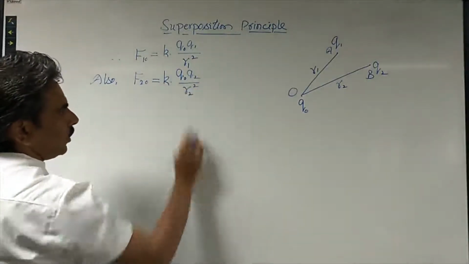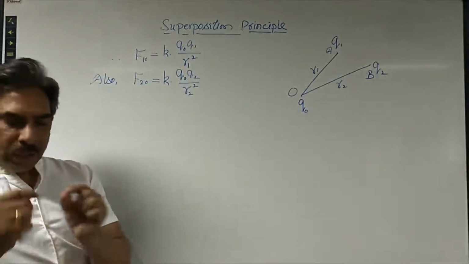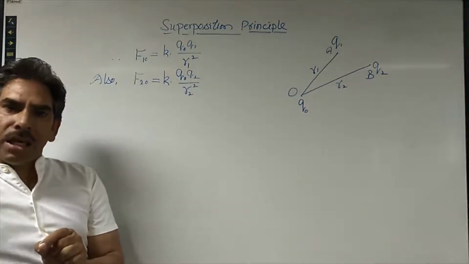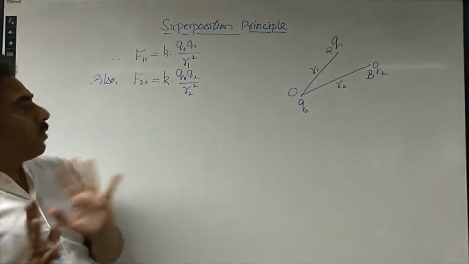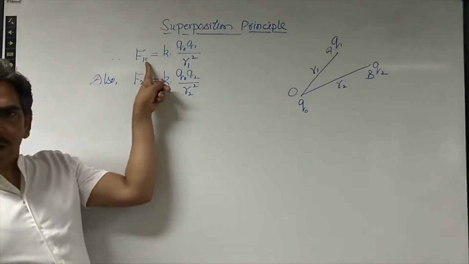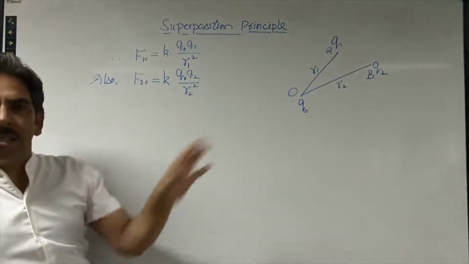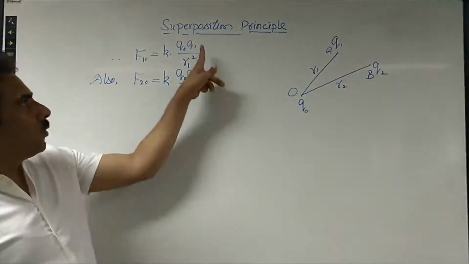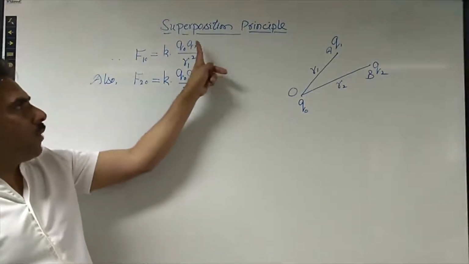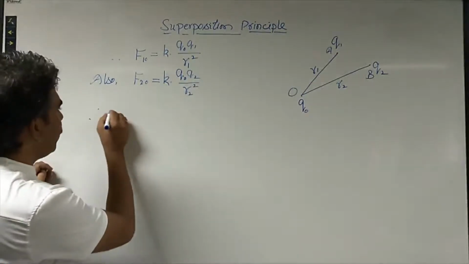One more thing you have to keep in mind is that the force exerted by one charge on another is independent of the presence of any other charge around it. So whenever we are writing the force due to the first charge on the given test charge Q0, it does not matter whether Q2 is present there or not, or any other charge is present there or not. Therefore there is no effect of Q2 on this expression, and also no effect of Q1 on the other expression.